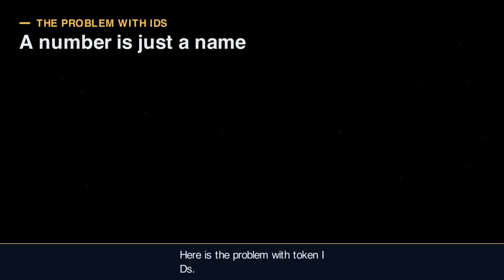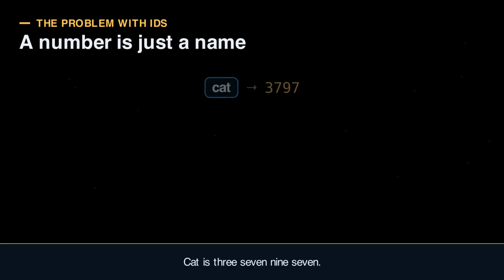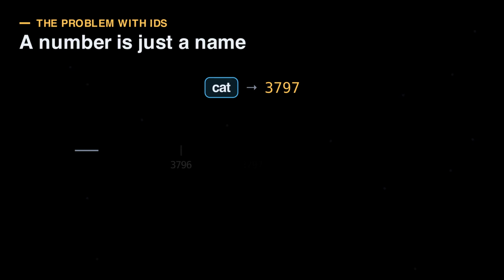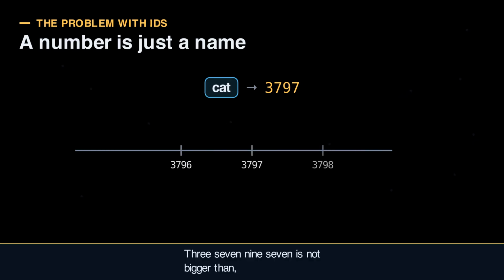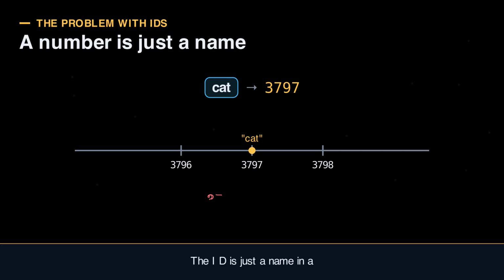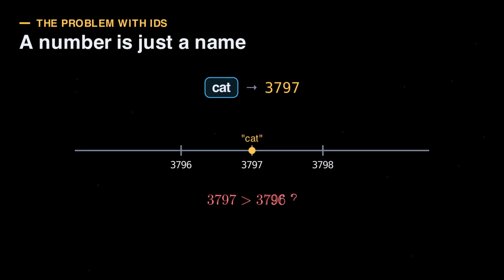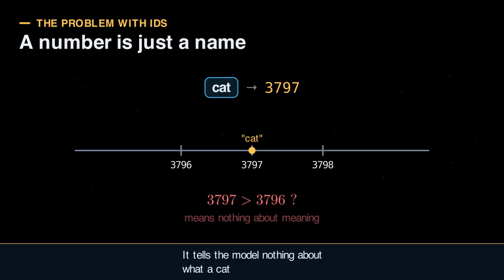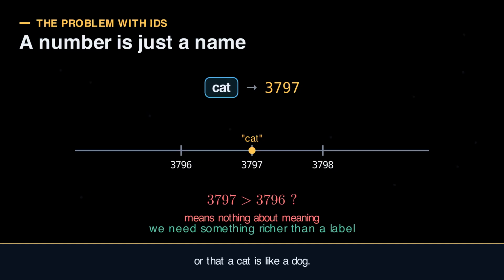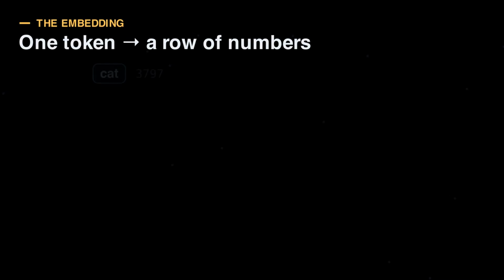Here is the problem with token IDs. Cat is 3797, dog is some other number. But those numbers are arbitrary. 3797 is not bigger than or closer to 3796 in any meaningful way. The ID is just a name in a list. It tells the model nothing about what a cat is or that a cat is like a dog. We need something richer. The fix is an embedding.